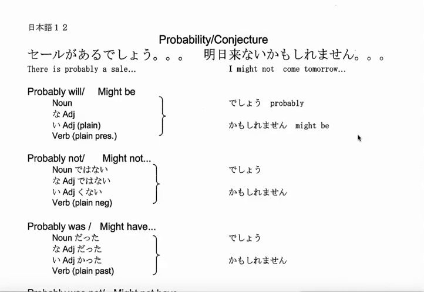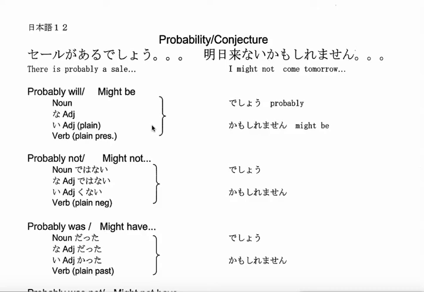We've been using desho and kamoshiremasen quite a bit in class, and I just wanted to go over, to reconfirm or to confirm for the first time, some of the key points of using conjecture or probability. Probablys and might be's all rely on your use of what we call the plain form. And the other key to remember is that they have what we call tense.